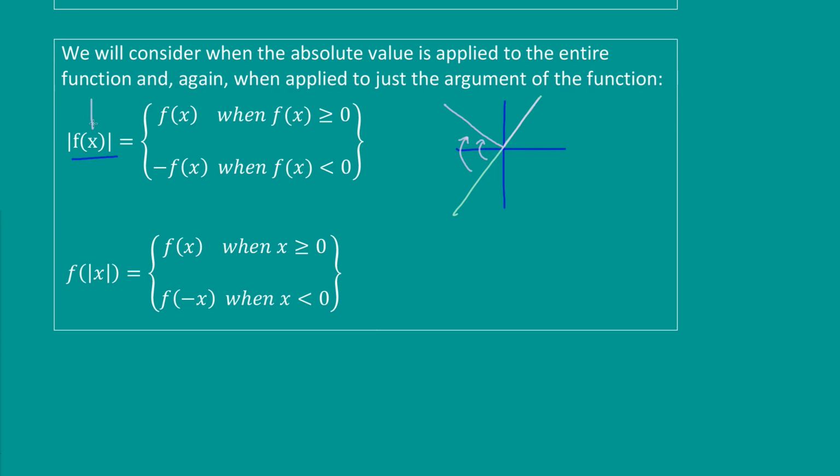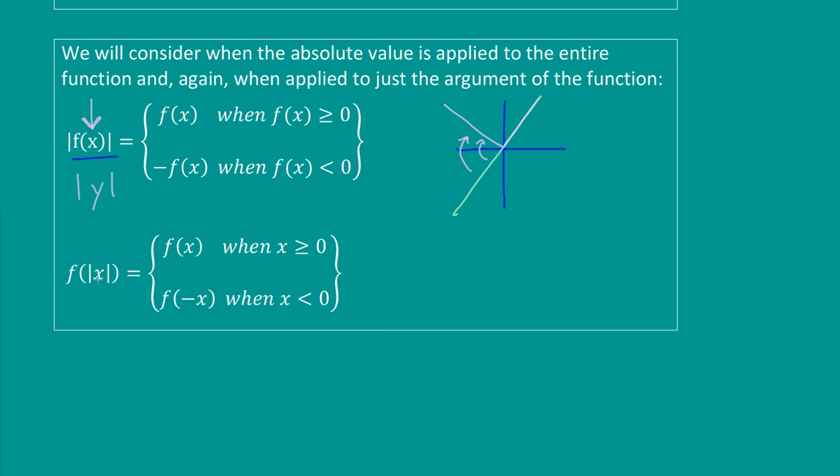So one indicator that we can really pick up on with these graphs is that my y values are always going to be positive. If you have a graph where the y values are not positive, then it's not the absolute value of f of x. Remember that f of x is just another way of writing y. So it says my y values must be positive.